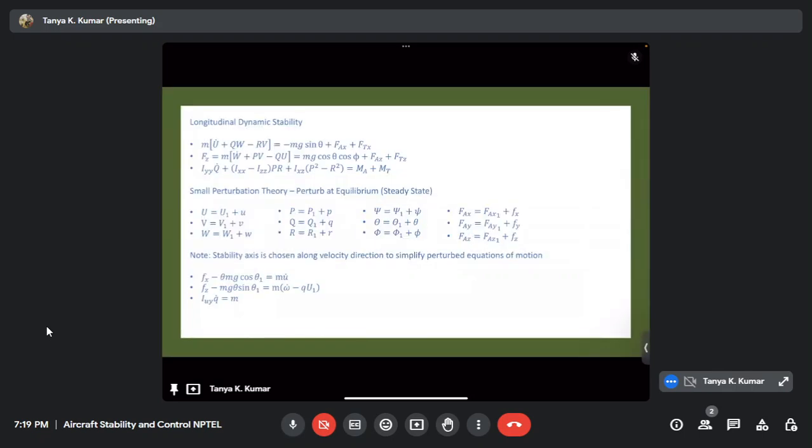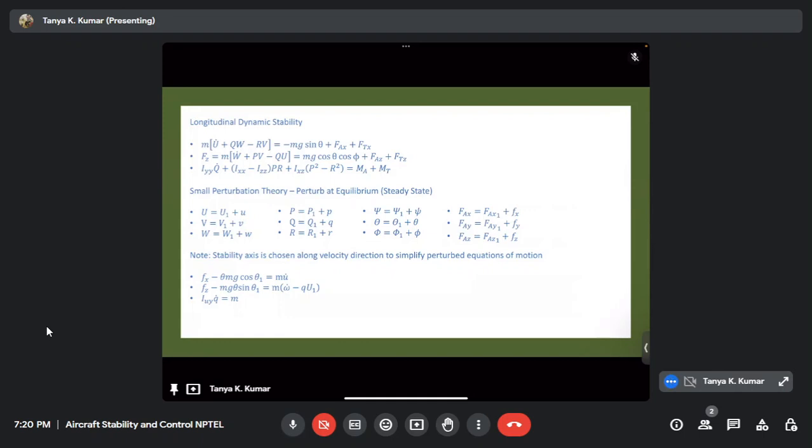Okay. Now let's look at the longitudinal dynamic stability. So we take just the three equations of motion, that take u dot, w dot and q dot. So it is the motion in the longitudinal axis, the translational and the rotational. You have these three equations of motion and let's analyze them. How do we analyze this? We take something known as small perturbation theory.